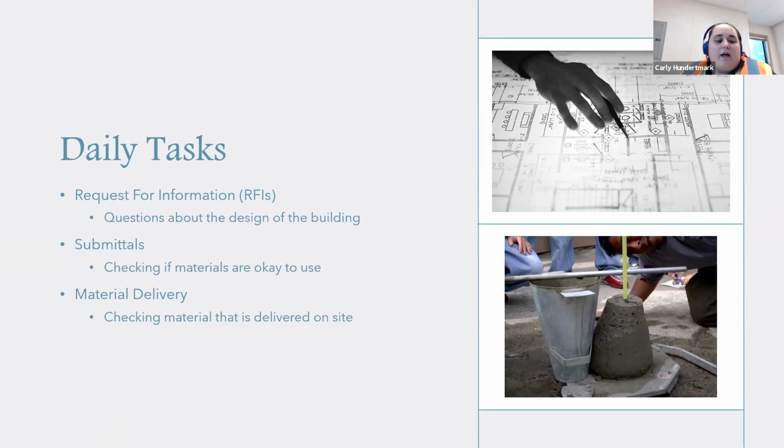And the last thing that I do is material delivery. So checking the material that's delivered on site against what was submitted, what the architect said okay to, is what we're actually getting on site. This bottom photo is something we just did the other day with concrete pouring. To make sure the concrete is up to snuff, we do a bunch of different tests to make sure it's within the requirements so that the building is structurally stable for our foundation.